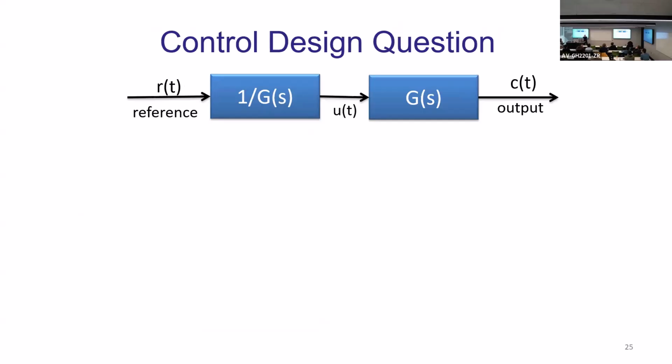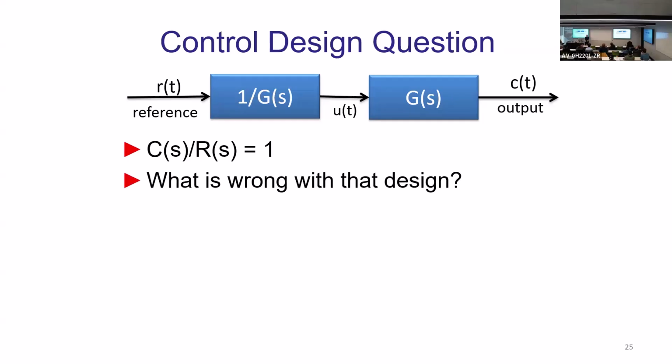So my controller is 1 divided by the plant transfer function, 1 divided by G, which gives me an overall transfer function of what? R to C is 1. Okay, which means that C equals R again. What's wrong with that? Great design, right? Is that design really controlling anything? There's no transfer.